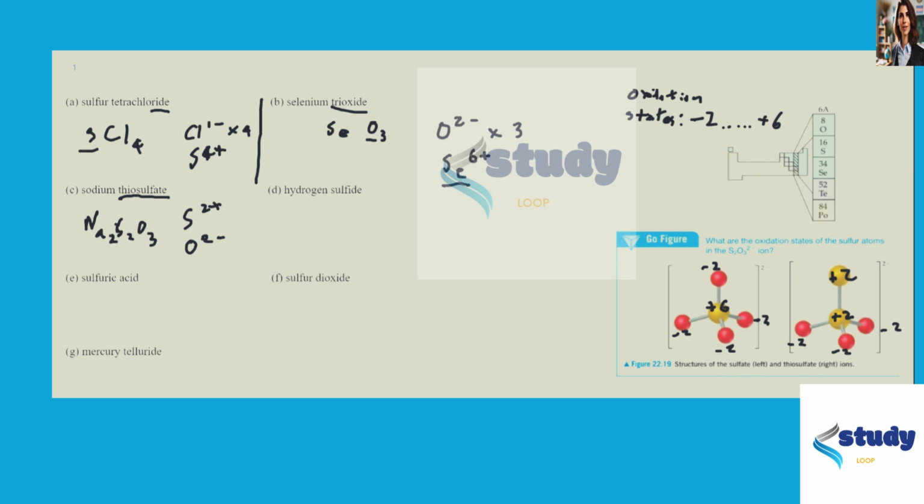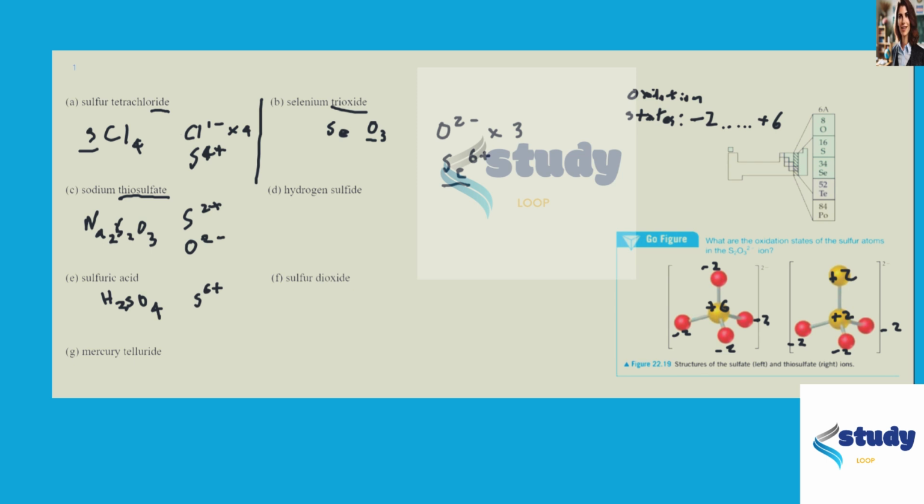I'm actually going to skip to E because we just talked about this figure. Sulfuric acid is just a sulfate with hydrogens as the counterions. So that means we've got our SO4 2- charge. So to counter that, we need 2 hydrogens. And the sulfur will be in the +6 oxidation state.